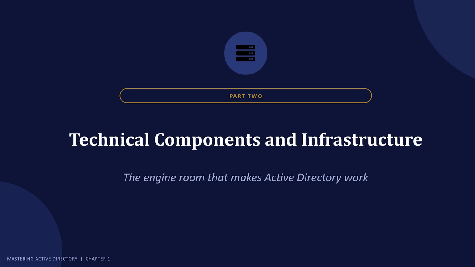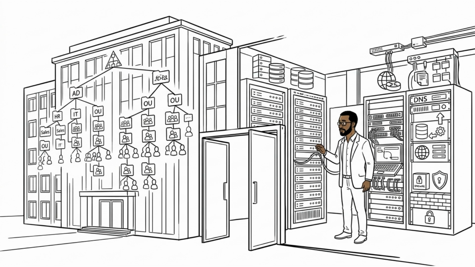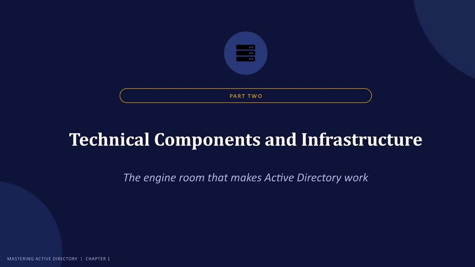Now we are moving into part 2, which is technical components and infrastructure. I've called this the engine room that makes Active Directory actually work. That is a very important transition. We've been talking about the structure. Now we are going behind the scenes. We are going to learn schema, global catalog, domain controller, DNS, functional levels, and the rest. Think of what we have done so far as learning the layout of a building. Now we are going into the engine room to understand what makes the building operate.